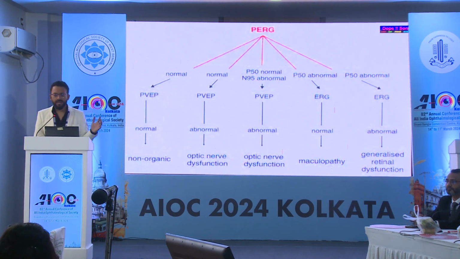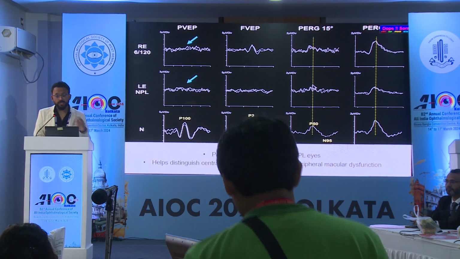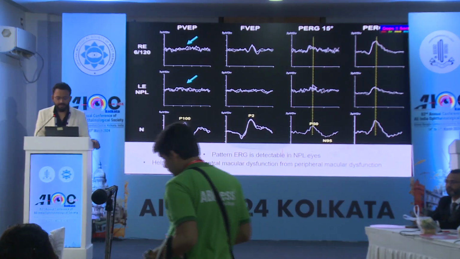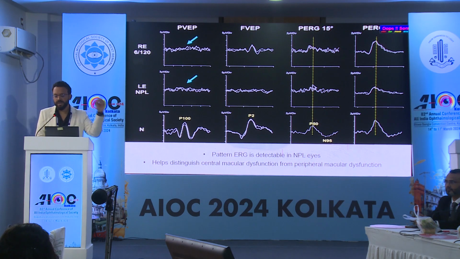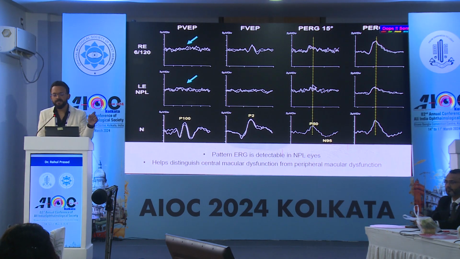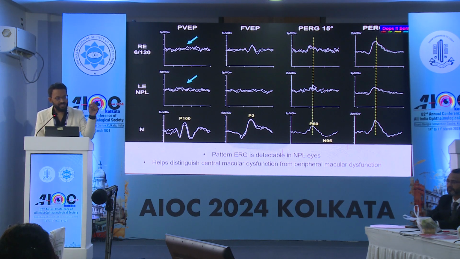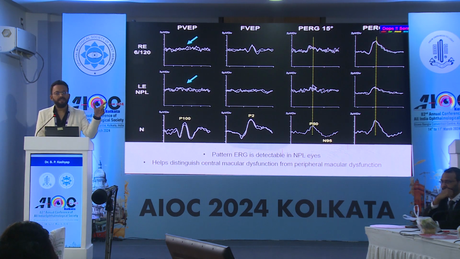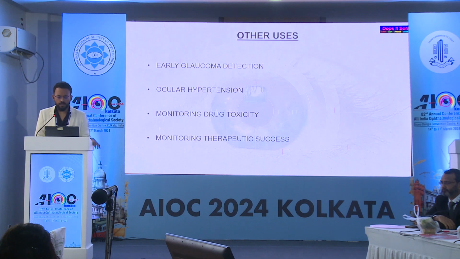As we all know, pattern ERG is an adjunct test. It has to be supplemented with ERG or in certain cases EOG and VEP. Pattern ERG is also detectable in no PLIs, and it helps distinguish central macular dysfunction from paracentral macular dysfunction. If we record the central 15 degrees and the P50 is abnormal, and we expand the coverage to 30 degrees and have a normal recording, this implies it is a paracentral macular dysfunction, not an exactly central one. So roughly, pattern ERG can also play the role of a multifocal ERG.